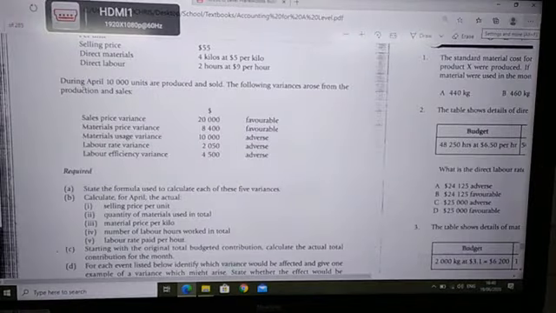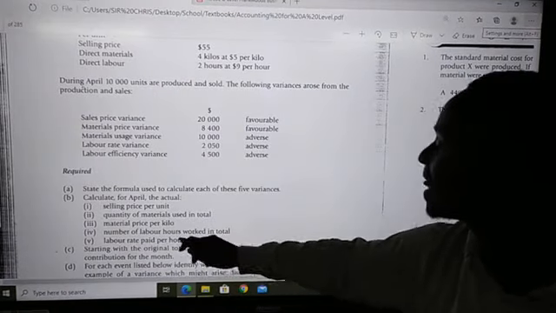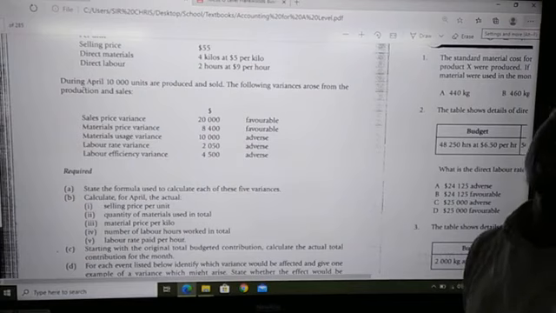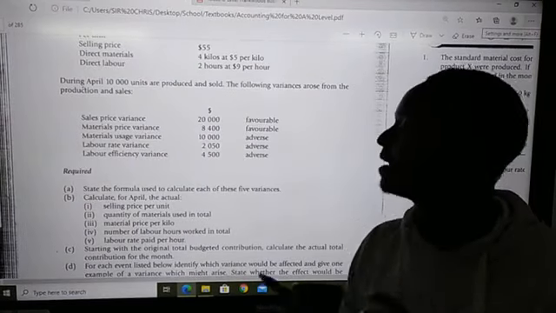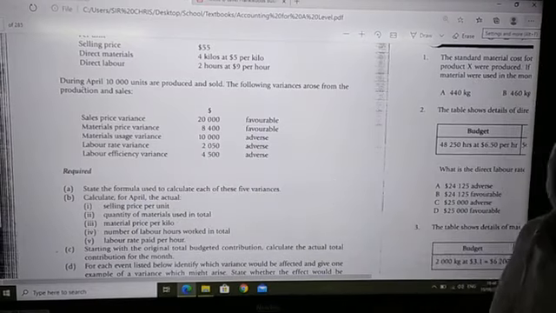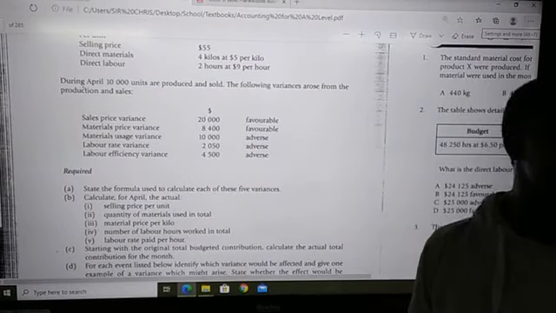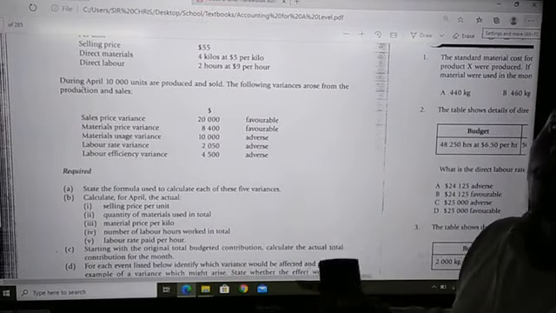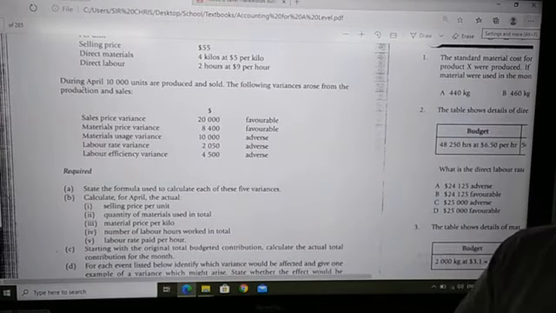In the next part of the question, they want us to determine the number of labor hours worked. For the number of labor hours, we are going to use the labor efficiency variance. What is the formula for labor efficiency? Standard hours minus actual hours, multiplied by the standard rate.